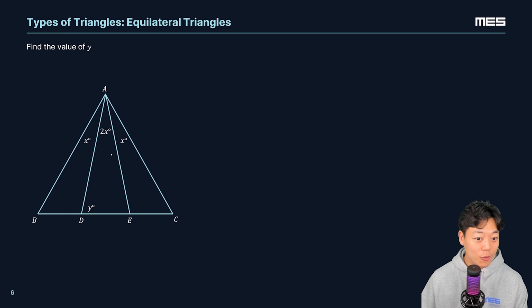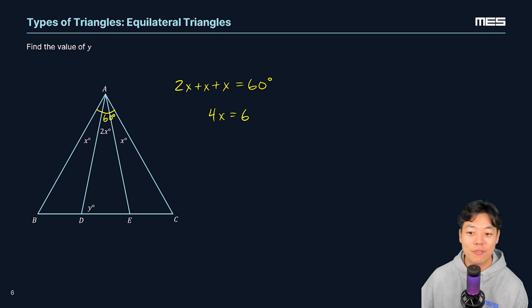Again, an equilateral triangle. So we know this entire angle A will be equal to 60 degrees. So if you go 2x plus x, that'll equal 60 degrees. Let us solve for x. X will equal 15. Okay, so if x is equal to 15 degrees, what will my y be? Well, 2 times 15 is now 30 degrees.